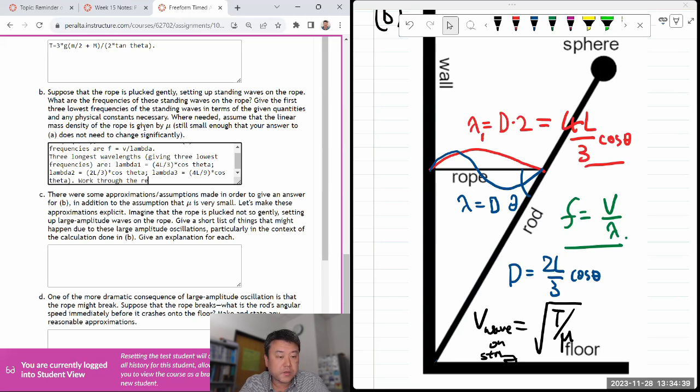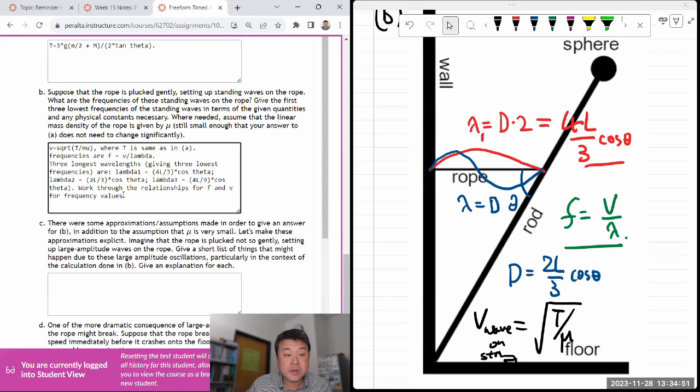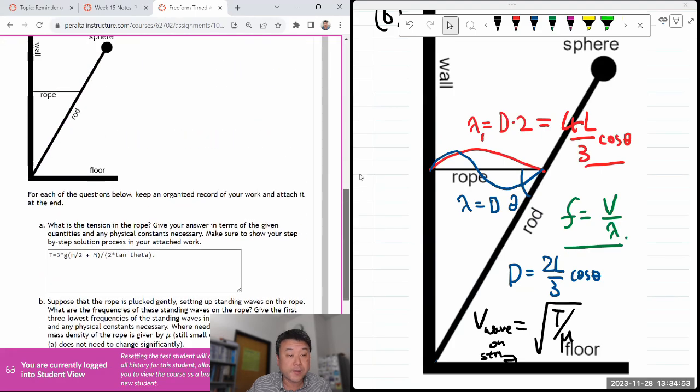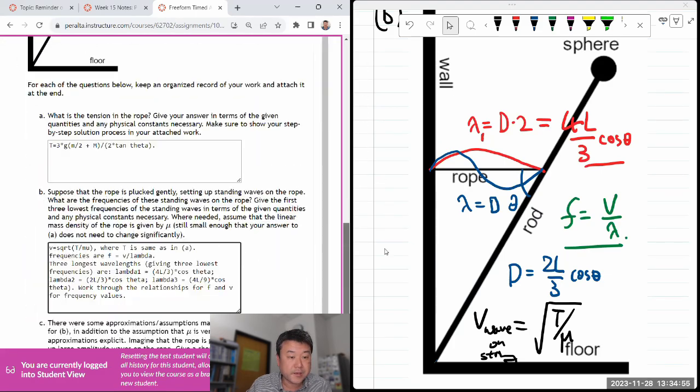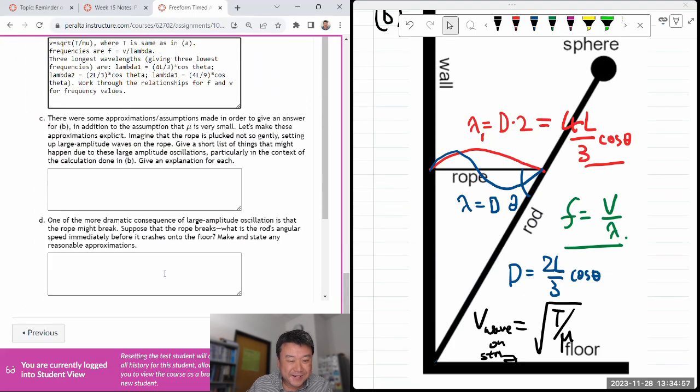Work through the relationships for f and v for frequency values. Just gonna leave it there. This gives all the necessary information. The answer is in terms of known quantities, at least known in theory. Okay, 7 minutes. There were some approximations made in order to give an answer in a moving very small.